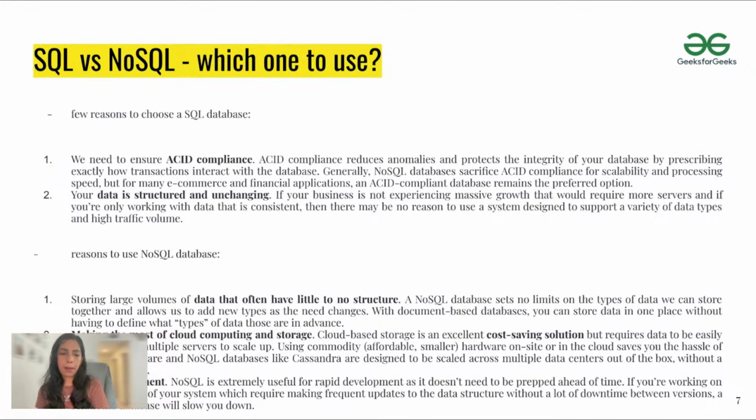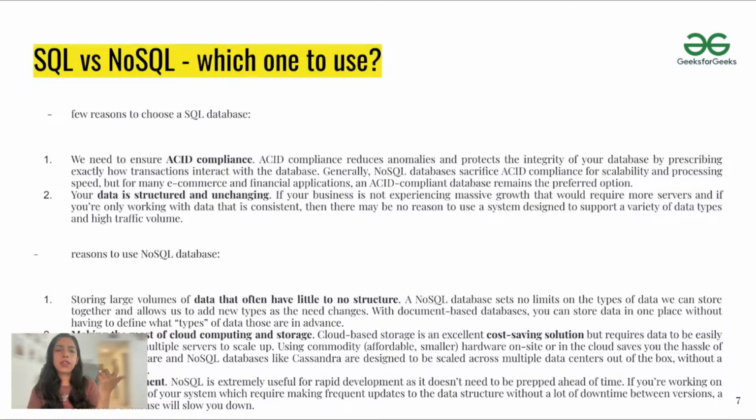Then the last one is rapid development, where it's extremely useful as it doesn't need to be prepped ahead of time. It's pretty much similar to what we discussed last. If your database is continuously evolving and you don't know the structure beforehand, and there can be cases where you can't predict the structure beforehand, even if you have a basic skeleton, but the data can still rapidly change. In that case, it is best if you go with a NoSQL database.